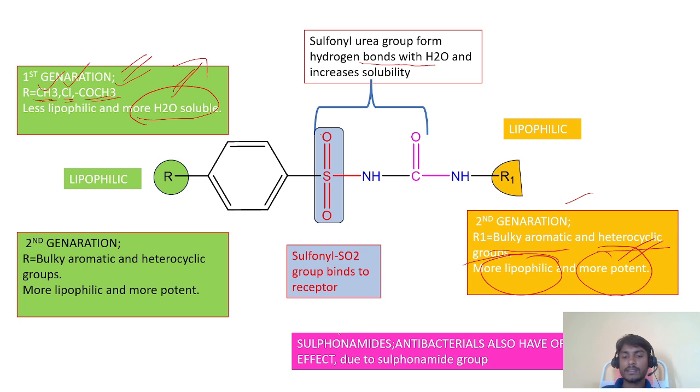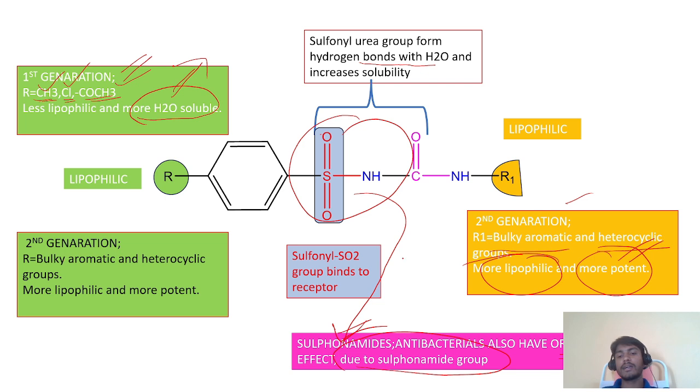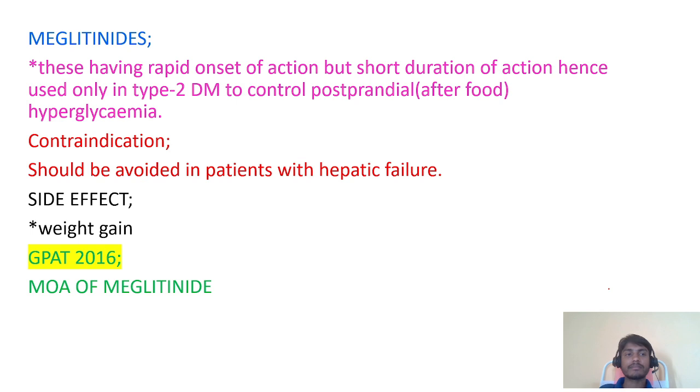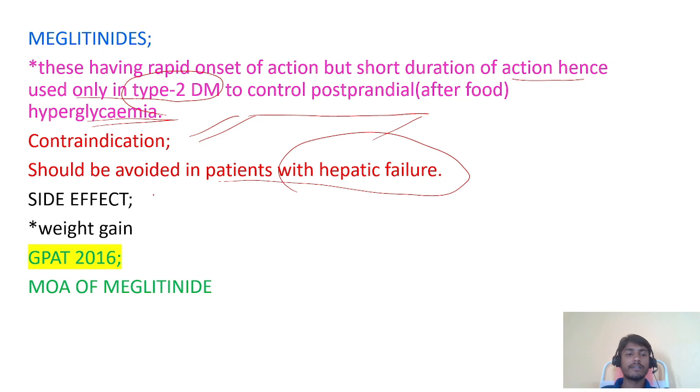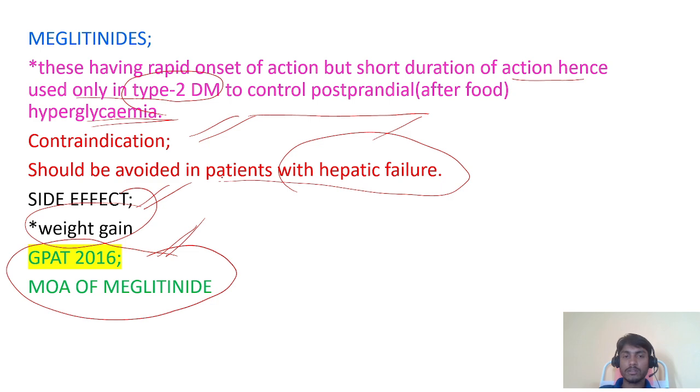Sulfonamides are antibacterials, but also have an oral hypoglycemic effect due to the sulfonamide group. So sulfonamides also have the chance of oral hypoglycemic property. Meglitinides have rapid onset of action but short duration of action. Hence they are used only in type 2 diabetes mellitus to control postprandial hyperglycemia, after food. Contraindication: should be avoided in hepatic failure patients. Side effect is weight gain. The mechanism of action of meglitinide was asked in GPAT 2016.